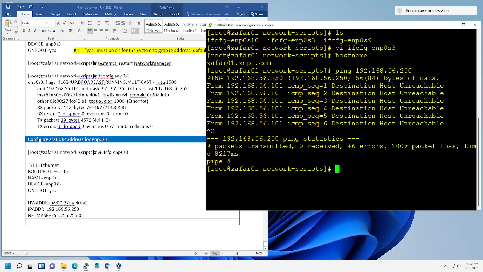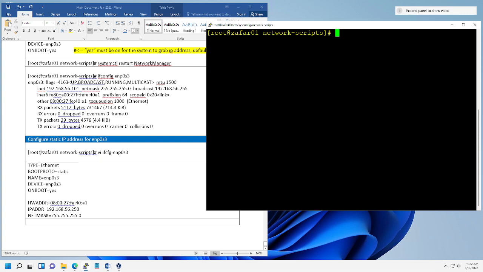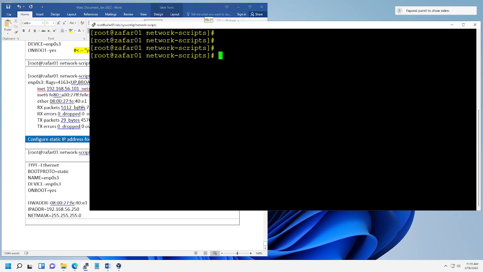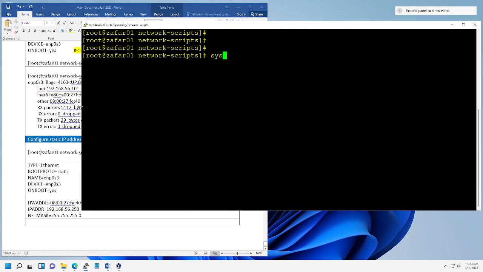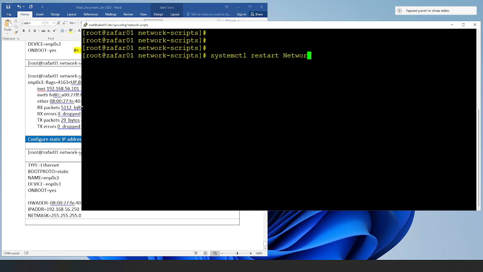Now what I'm going to do is restart the network. I'm going to clear the screen. And I'm going to say systemctl restart network. Let me bring it down a little bit here so you guys can see. systemctl restart NetworkManager.